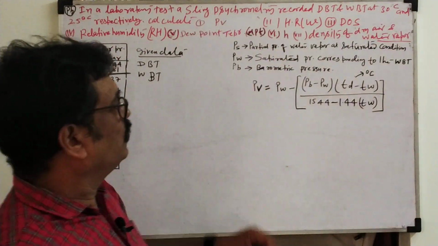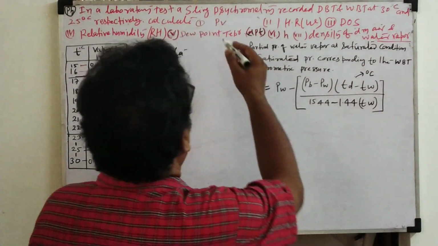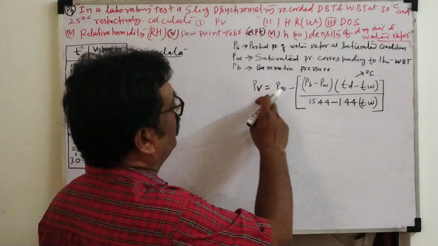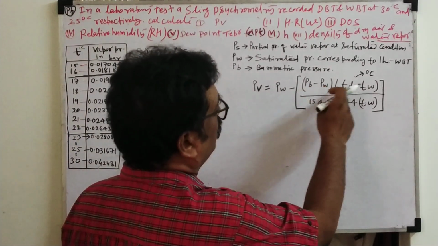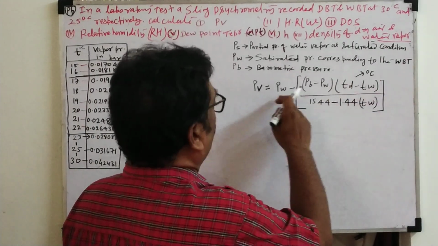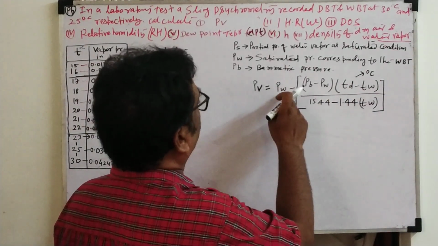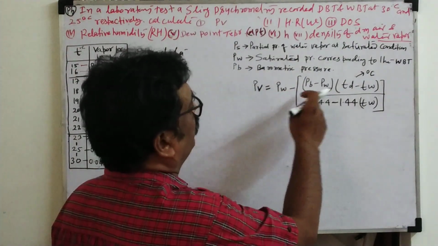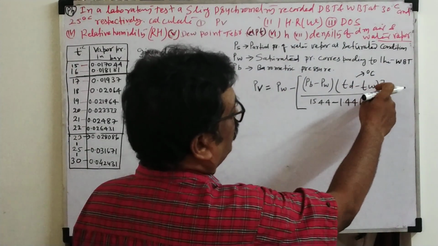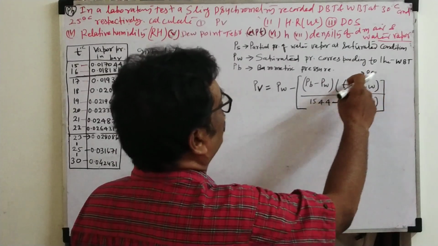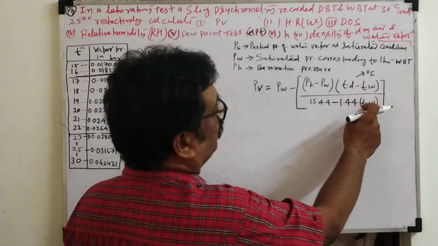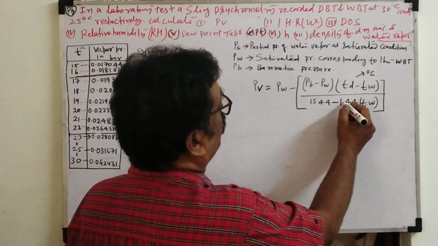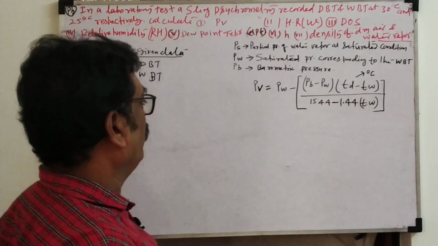So how to solve these questions? First they are asking the partial pressure of water vapor. The formula I wrote: PV is equal to PW minus (PB minus PW)(TD minus TW) divided by (1544 minus 1.44 TW). This PW value is nothing but the saturated pressure corresponding to the WBT, the wet bulb temperature. Dry bulb temperature and wet bulb temperature both should be taken in degrees Celsius. Here also TW is the wet bulb temperature, with 1544 minus 1.44 TW in the denominator.